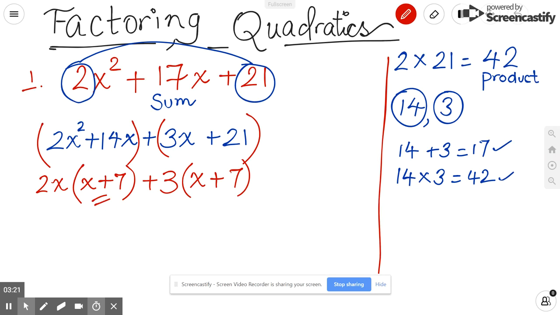Now, I got my x plus 7, x plus 7. So one of my factors is x plus 7. And my other factor is 2x plus 3.